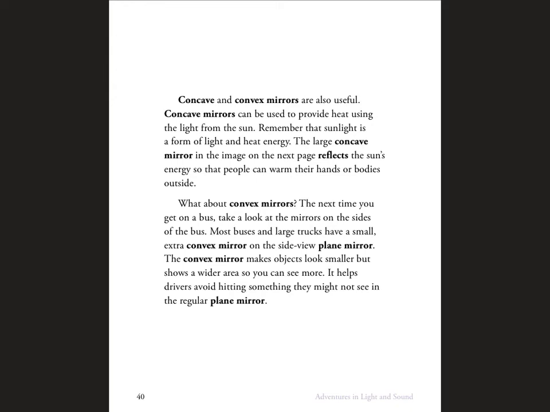What about convex mirrors? The next time you get on a bus, take a look at the mirrors on the sides of the bus. Most buses and large trucks have small, extra convex mirrors on the side view plane mirror. The convex mirror makes objects look smaller, but shows a wider area so you can see more. It helps drivers avoid hitting something they might not see in a regular plane mirror.